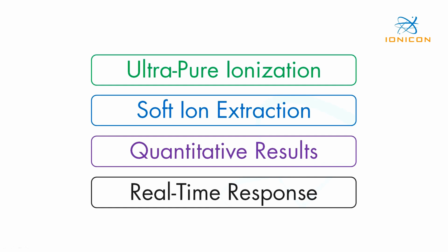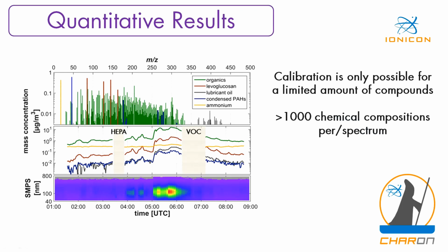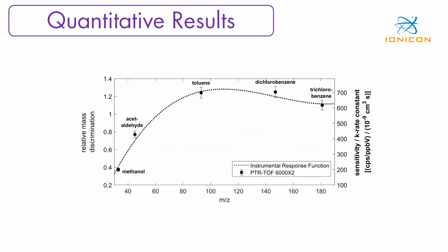Now we have extracted the ions from the reaction chamber and detected them with the TOF-MS. So the next essential step is to quantify the time series. To illustrate the importance, I want to show you a Caron PTR-TOF-MS condensed organic mass spectrum that contains more than 1000 chemical compositions per spectrum. Of course, we can only calibrate for a small fraction of these compounds. So we are dependent on a reliable ion chemistry so that we can quantify the results simply based on reaction rates. And one of the important steps towards quantification is the characterization of the instrumental response.